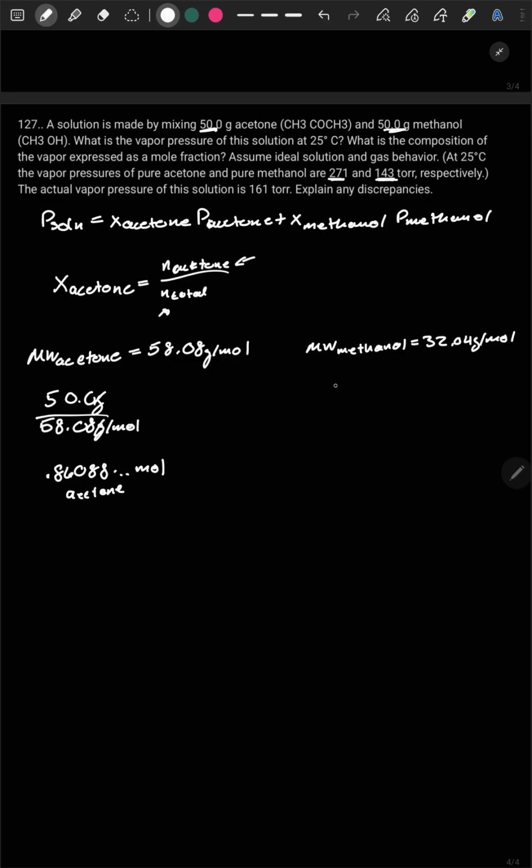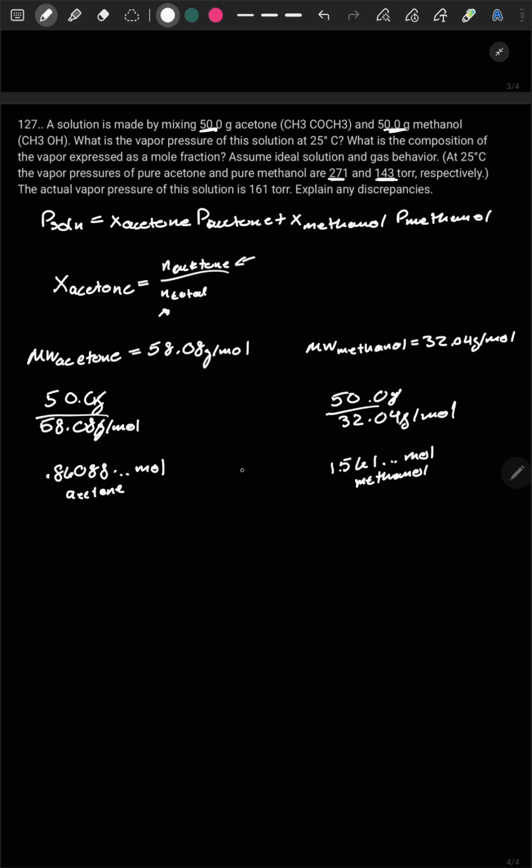And over here, if we take the 50 grams and we divide it by 32.04 grams per mole, then we can go ahead and find how many moles of methanol we have as well. And we have 1.561 moles of methanol.